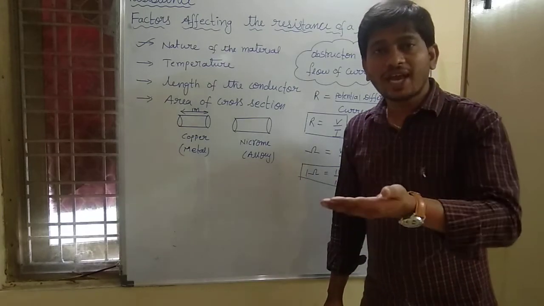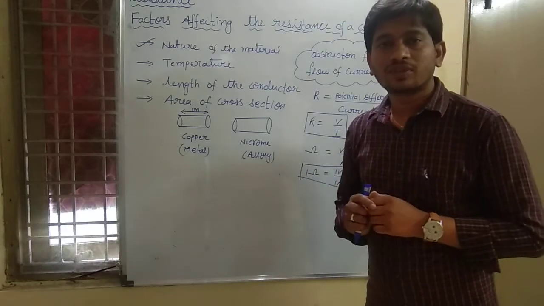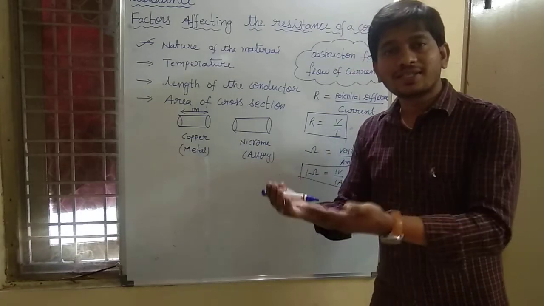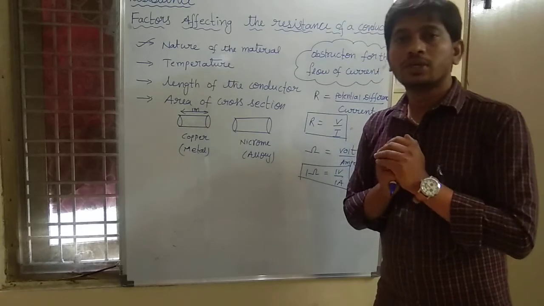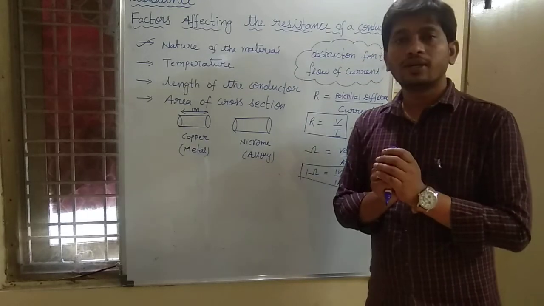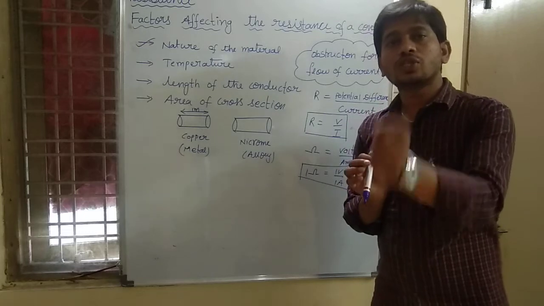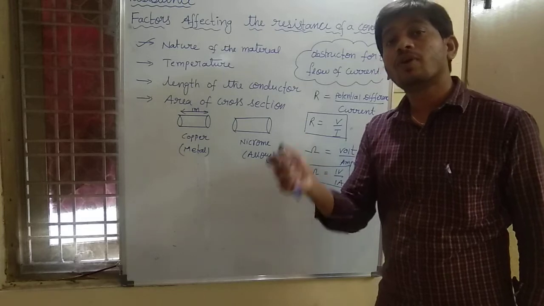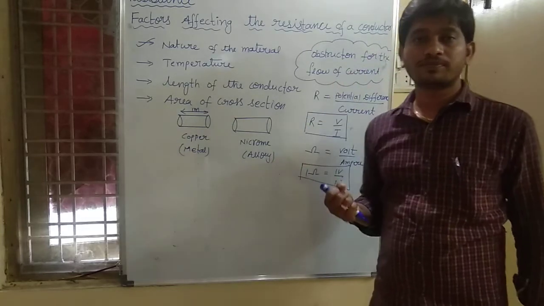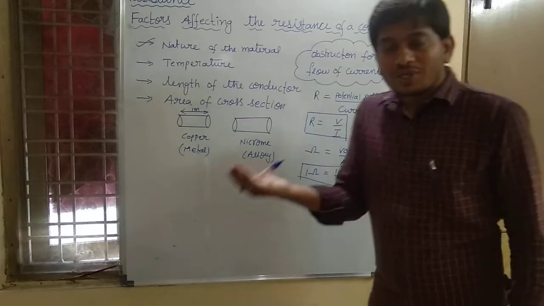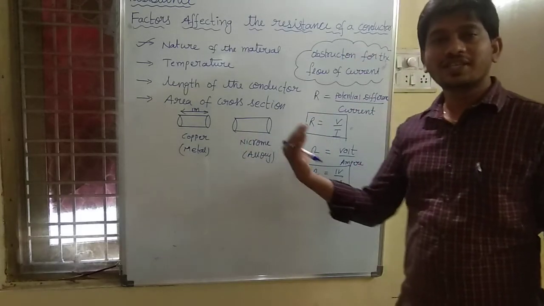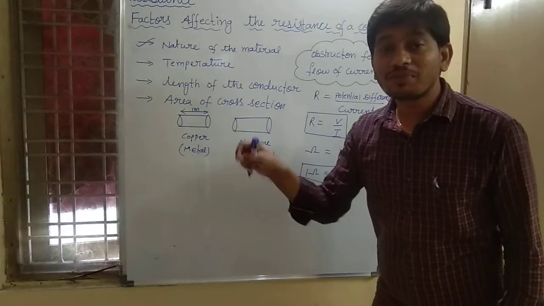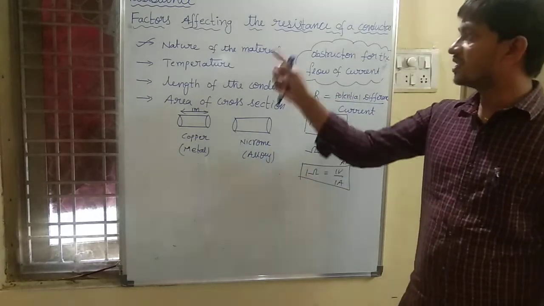Different materials have different resistance. Copper has one type of resistance, whereas nichrome has another resistance. Understood? So resistance of a conductor depends upon nature of the material. Whether it is a good conductor of electricity or a bad conductor of electricity. If it is a good conductor of electricity, then resistance will be less. That is nature of material.